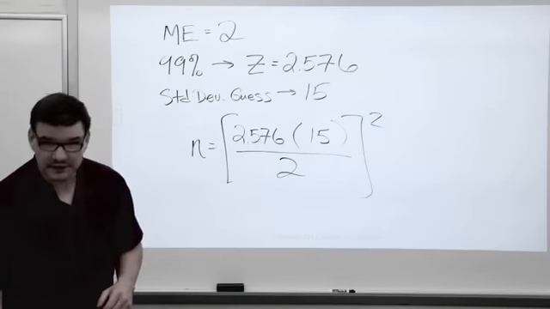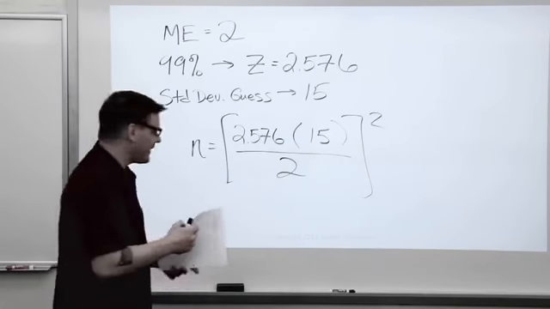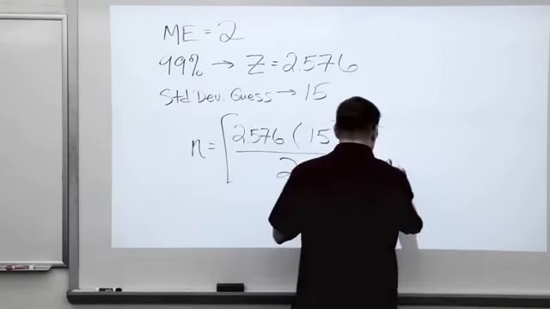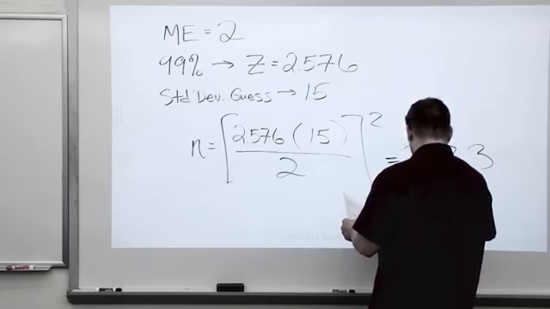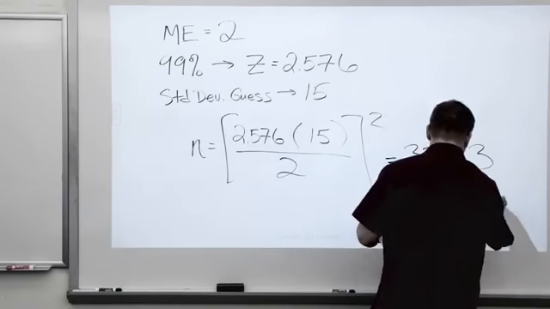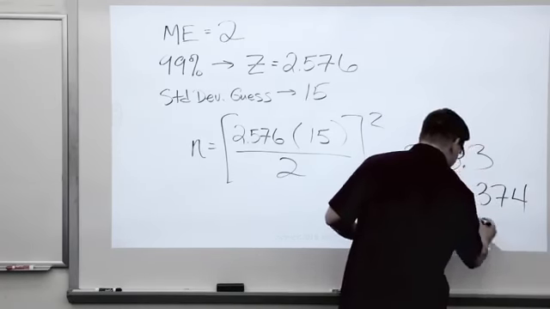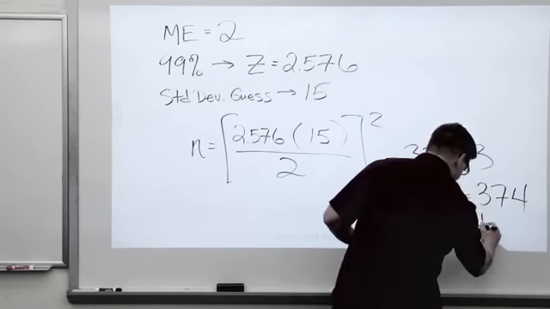And I can't really do that in my head, but I do have the answers here on the paper. This turns out to be 373.3. We will round that up, and so use n equals 374 students.